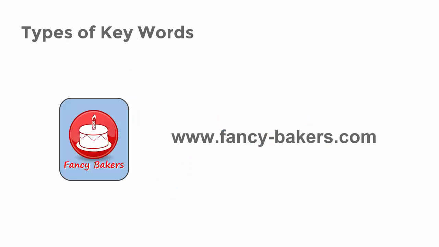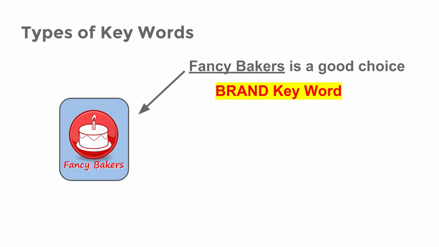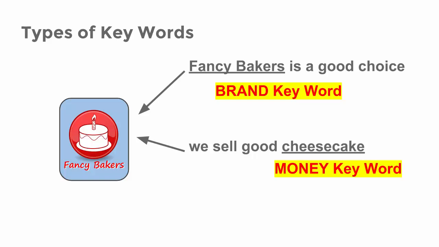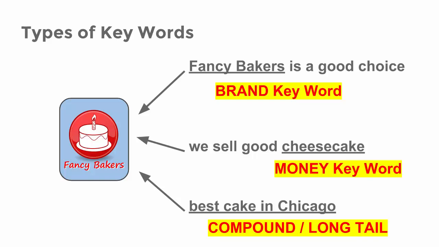Before you will learn where to place keywords on your website, let me make you aware of the different types of keywords. Let's assume a fictional website at www.fancy-bakers.com, a bakery in Chicago producing the best cheesecake in the US. There are three types of keywords. First, there are brand keywords, here Fancy Bakers, indicating the brand of your company. Second, we've got money keywords, here for example cheesecake. Money keywords means that the keyword indicates the product or idea you earn your money with. And third, there are compound or long-tail keywords like best cake in Chicago.